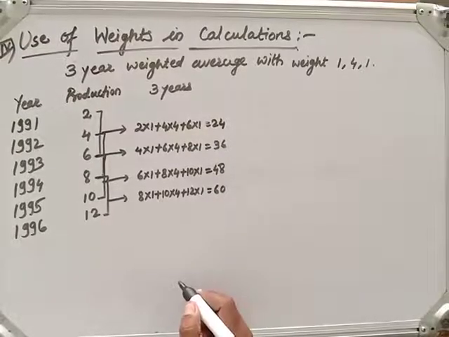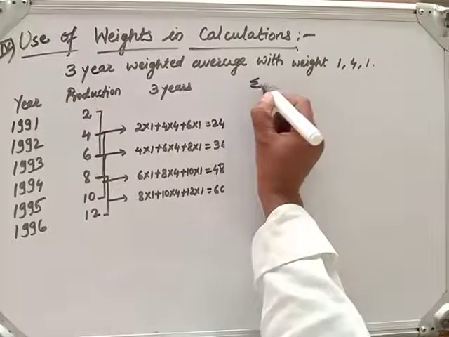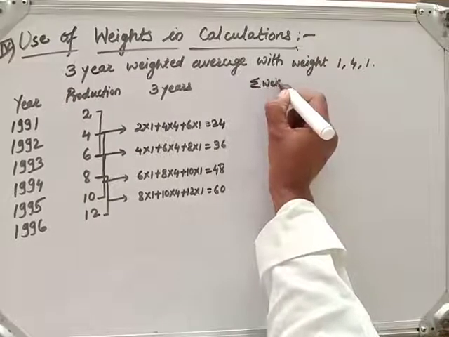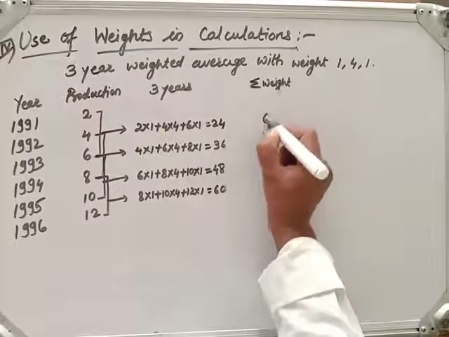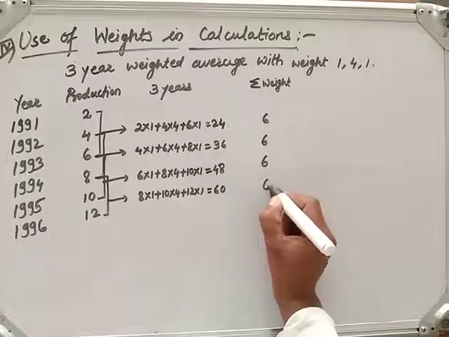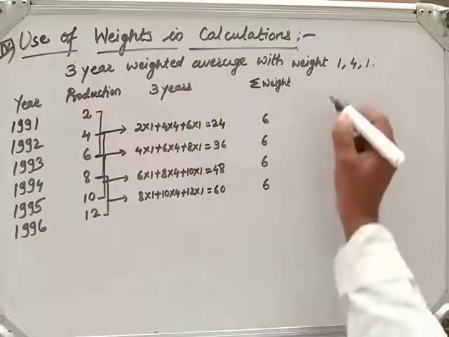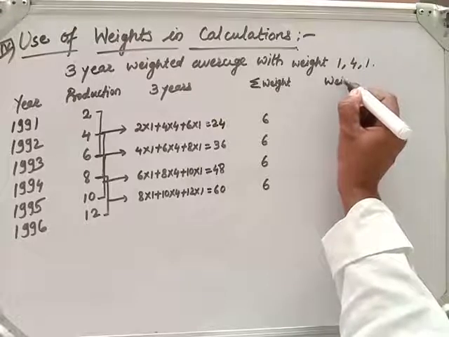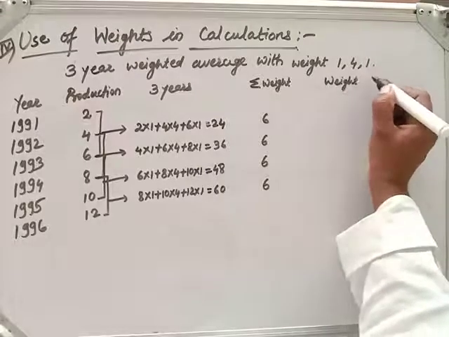Okay. Now what about the summation of weights? Everywhere the sum of weights is 6, right? So what is the weighted average?